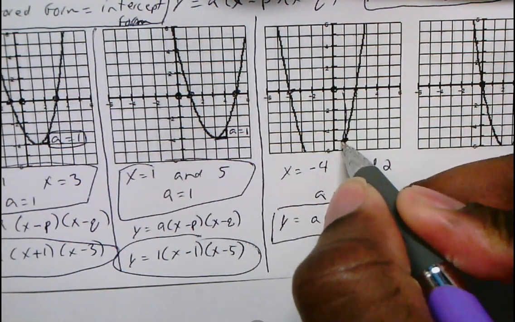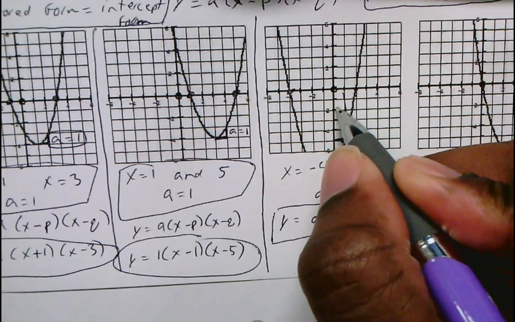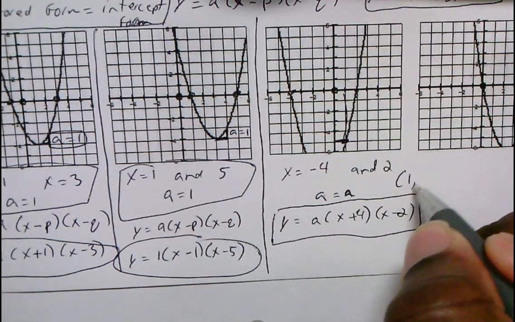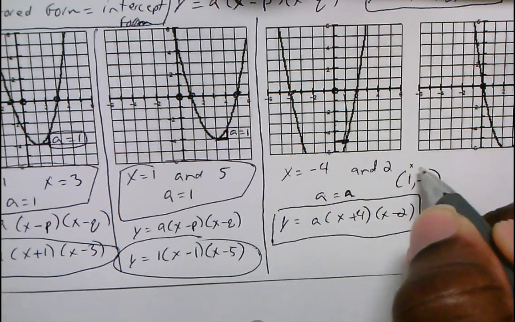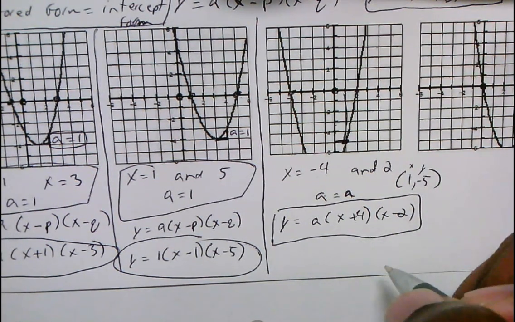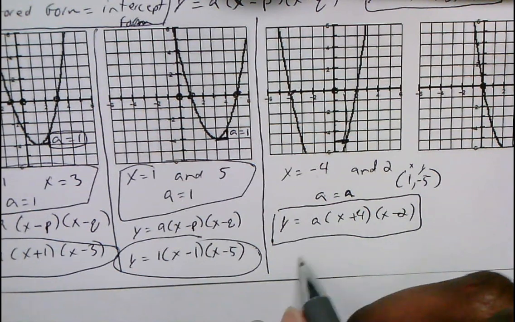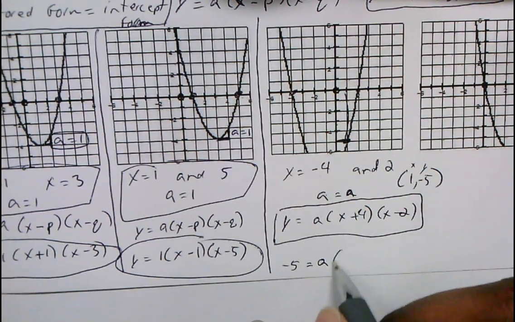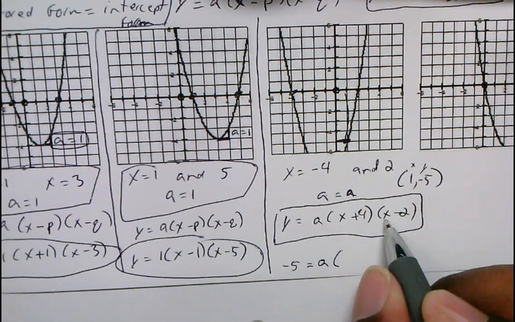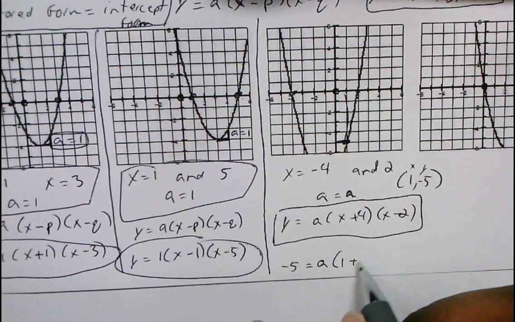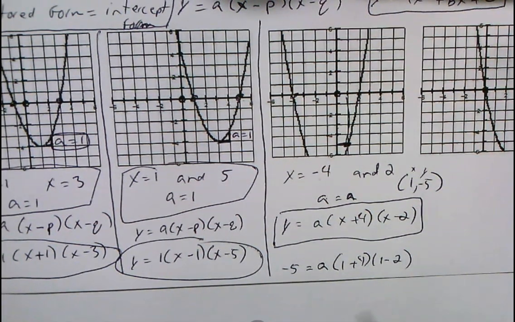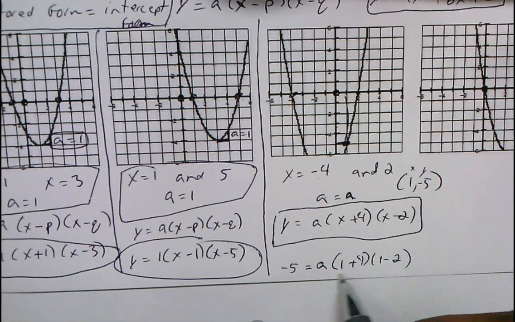That point is 1, negative 1, 2, 3, 4, 5. So that coordinate is 1, negative 5. This is an x and y value I can plug in to find a. So if that's true, I can replace y with negative 5. a is still a. I can replace every x with 1. So it becomes 1 plus 4, and 1 take away 2. So now the only variable left is a.